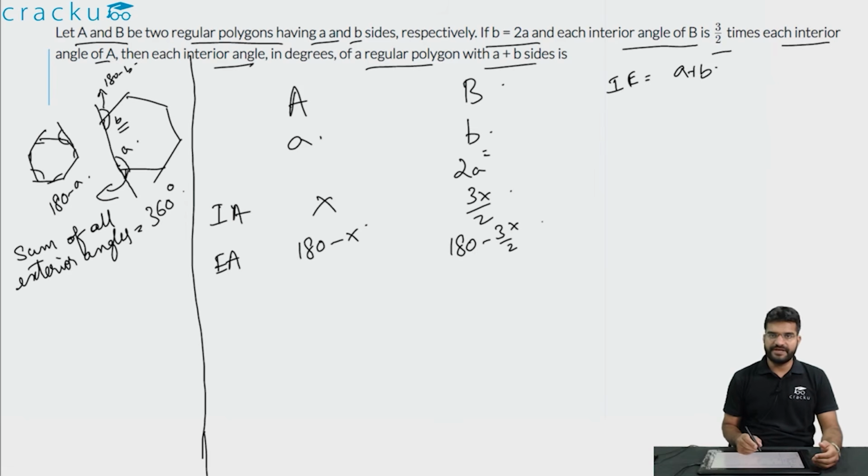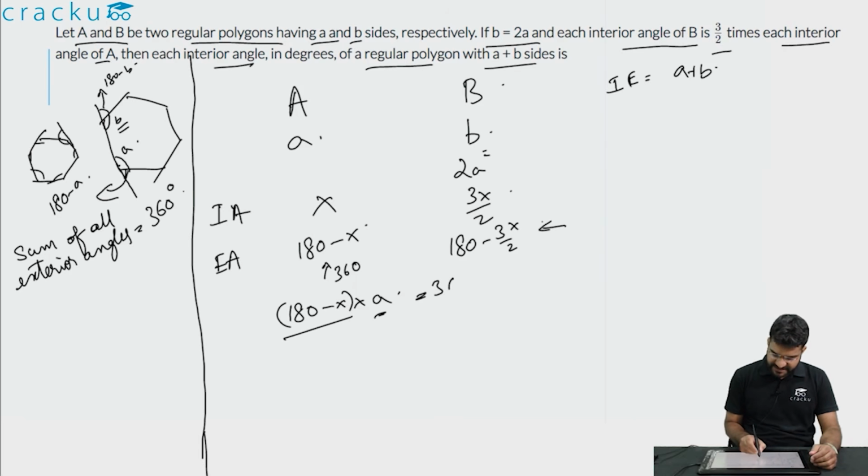Now the sum of all the exterior angles of A will equal 360 degrees, and the sum of all the exterior angles of B will also equal 360 degrees. If we put those into formulae, it is 180 minus x into a. The number of exterior angles in A is small a, the number of sides that A has, and each of the exterior angles equals 180 minus x.